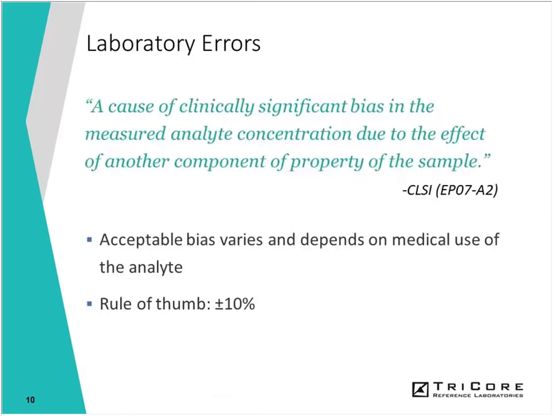So the Clinical and Laboratory Standards Institute, CLSI, defines interference as a cause of clinically significant bias in the measured analyte concentration due to the effect of another component or property of the sample. Now, exactly how much bias can be tolerated before the test result is unsuitable really depends upon the medical use of the test of that analyte, and that's up to the laboratory director to determine. That said, I know many laboratories simply use a 10% variation as a rule of thumb.